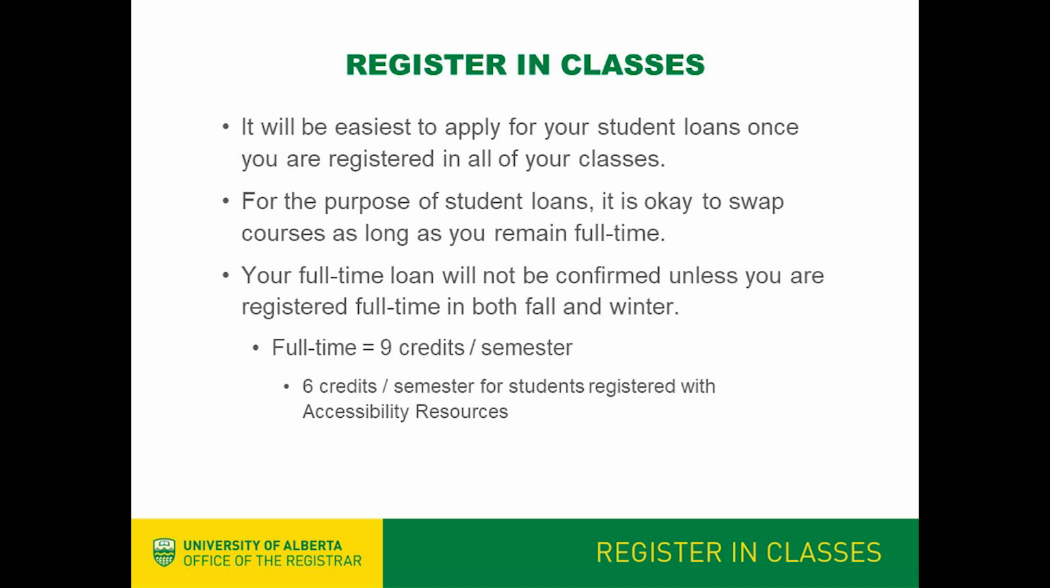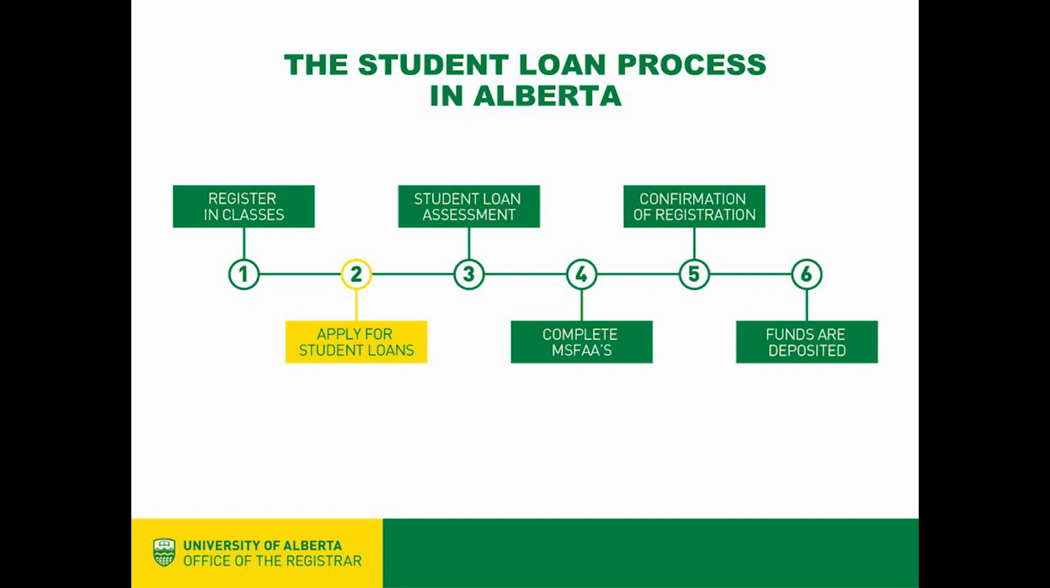For most students, full-time equals 9 credits a semester, or generally 3 courses a semester. Just a note, for students registered with our Accessibility Resources Office, this may be different. It does not matter if you swap a course, as long as you remain full-time after applying for the student loan. Now that you're registered, you can go ahead and apply for your full-time Alberta student loan.